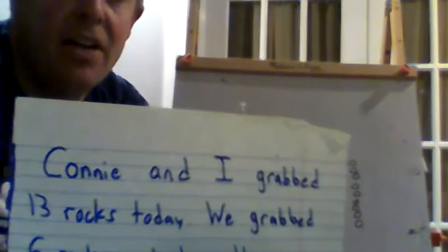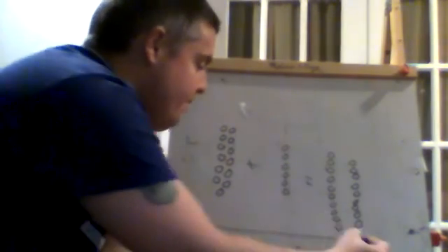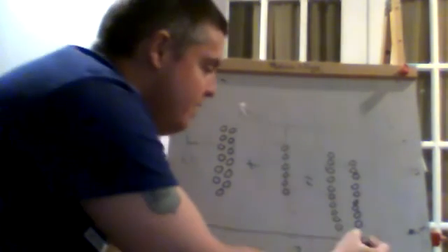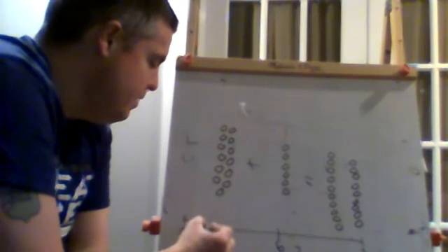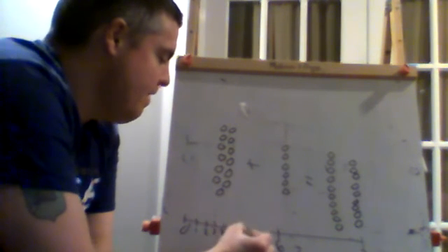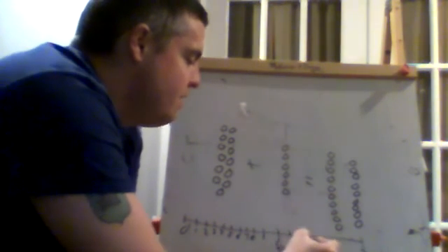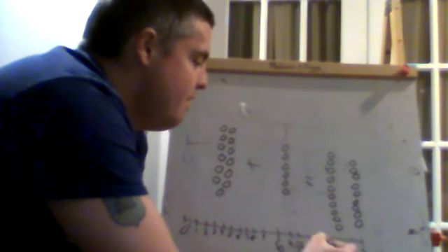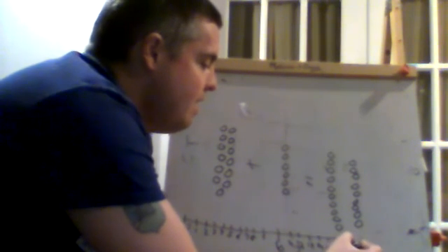Connie and I grabbed 13 rocks today. We grabbed 6 rocks yesterday. How many do we grab all together? You could do it like that. You could do it with a number line. Okay, I'll show you there. 0, 20. Okay, there's 10. I like to cut in the middle every time I do it. 1, 2, 3, 4, 5, 6, 7, 8, 9, 10, 11, 12, 13, 14, 15, 16, 17, 18, 19, 20.